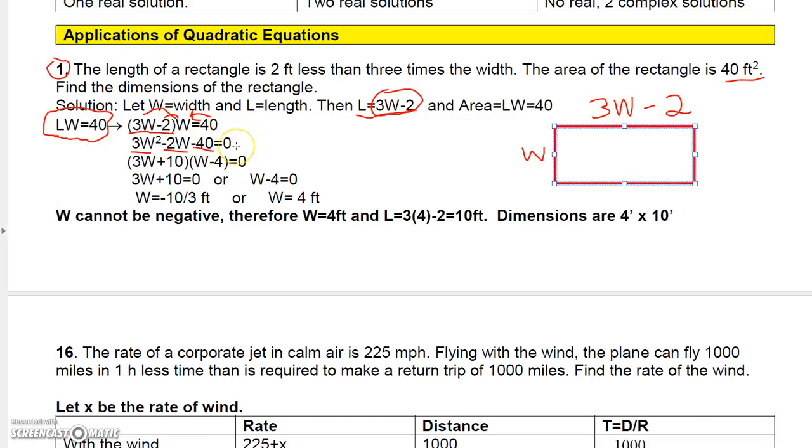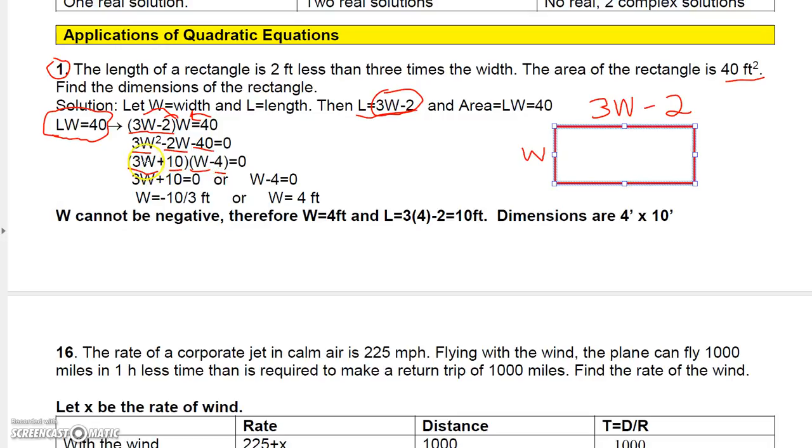Now I could solve this with the quadratic formula, you know, the minus b plus or minus, all that jazz. But let's try factoring it. Let's try 3W and W. That's really the only factors of 3W squared that make sense. And then there's lots of factors of negative 40, but I tried a few, and I finally got the 10 here and the negative 4 here to work.